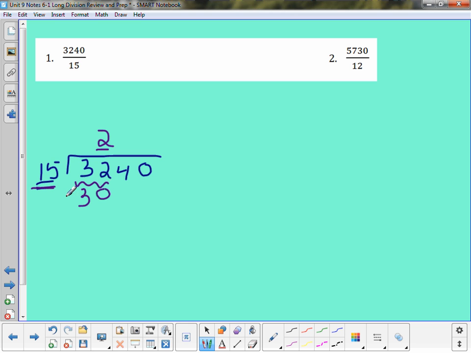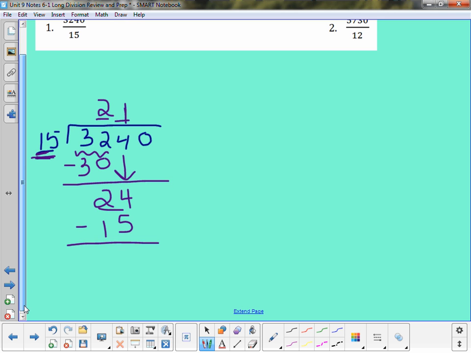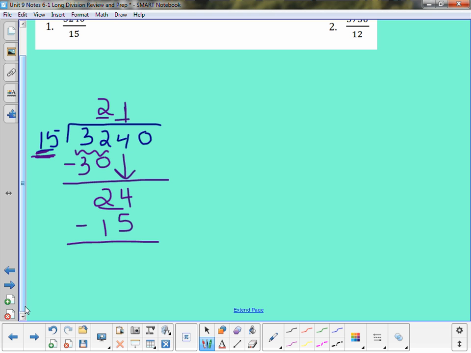And now we're going to be subtracting those. So we're taking 32 minus 30, and when we subtract those, we get 2. And now I'm going to bring down just that 4. So now I'm asking myself, how many times can 15 go into 24? Well, 15 can only go into 24 one time. So now I'm taking 15 times 1, and that's just going to give me 15. Again, I'm going to subtract those. So 24 minus 15 is going to give me 9.